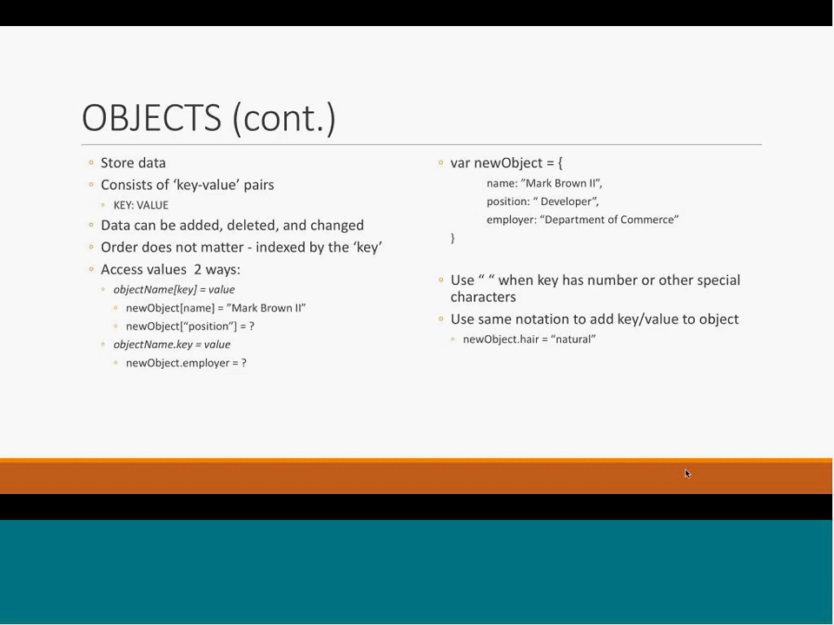With that in mind, when you use keys, it is best to use quotation marks. You don't have to. You use quotation marks when your key is a number or any sort of special characters like an underscore or a hyphen, an ampersand, and things like that, because the computer is going to interpret those differently. So with that in mind, if I do new object, brackets, quotation position, what am I going to get back? Correct. You can also access the object through a thing called dot notation. Object name dot the key equals the value. So with that, if I do new object dot employer, what do I get back?